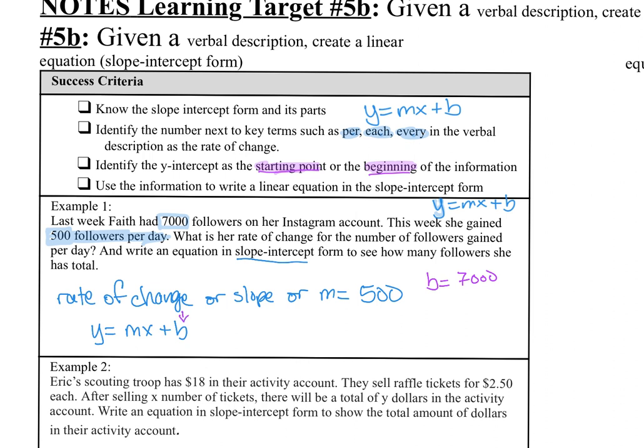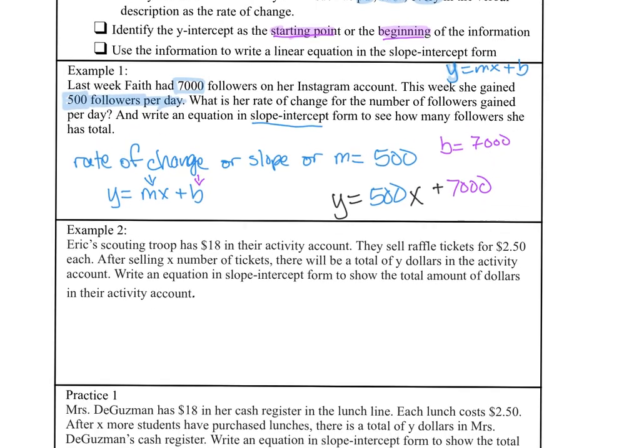Now let's substitute everything in. This is where B goes. This is where M goes. Our answer is going to be y equals 500x plus 7,000. You have written your first equation from the verbal description. All right, let's try example 2.